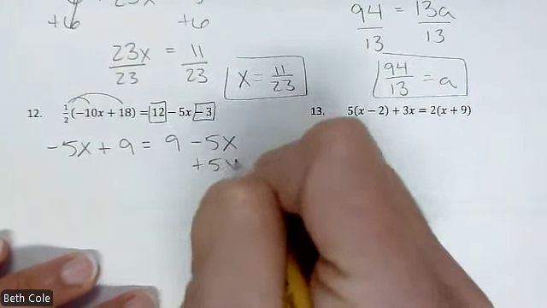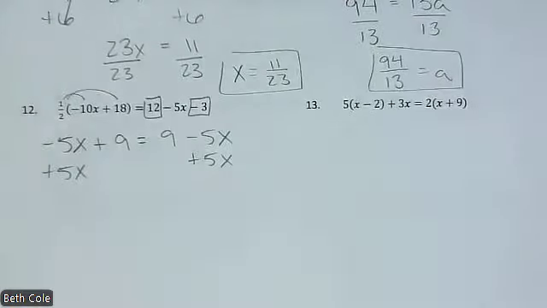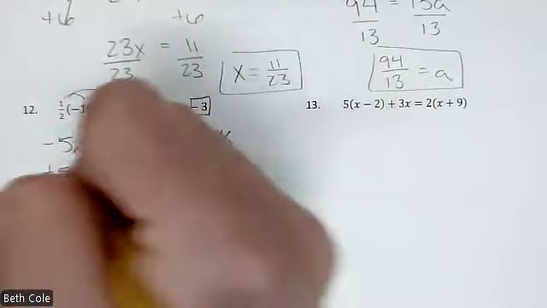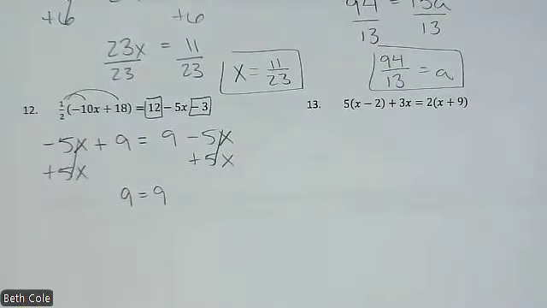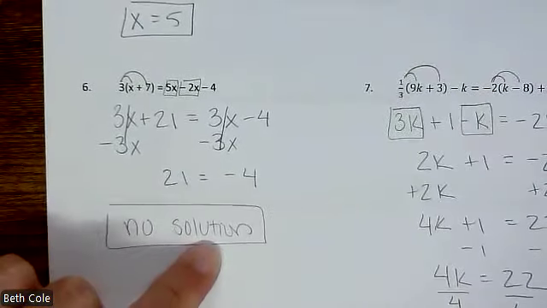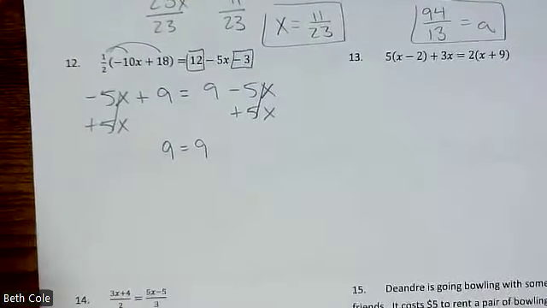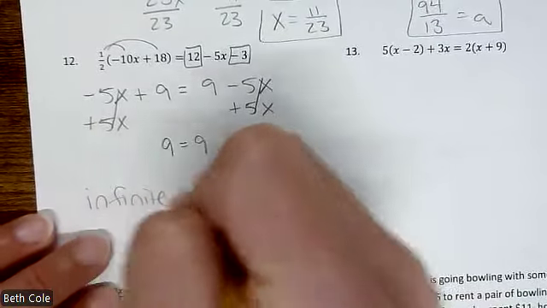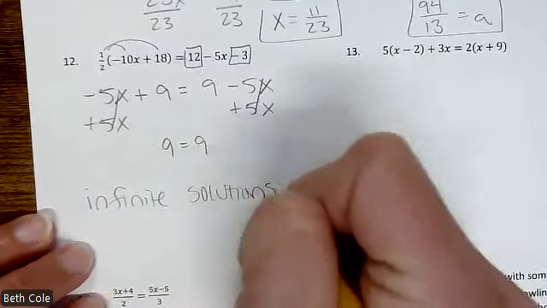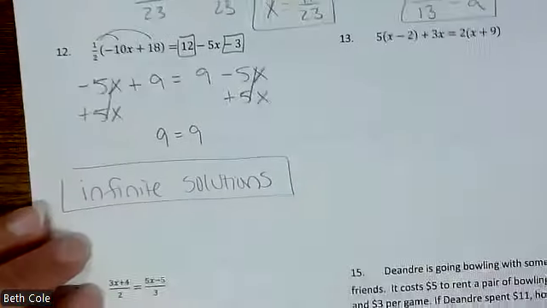Then you would add 5x to both sides, but you should hopefully go, hey, wait, hold on a second. Because what's going to happen to those? Yeah, you get rid of them. They're gone, and you got 9 equals 9. Do you remember that other question where we got 21 equals negative 4, and we said no solution because that doesn't make any sense? But 9 does equal 9. So instead of no solution, it's the opposite. It's infinite solutions.